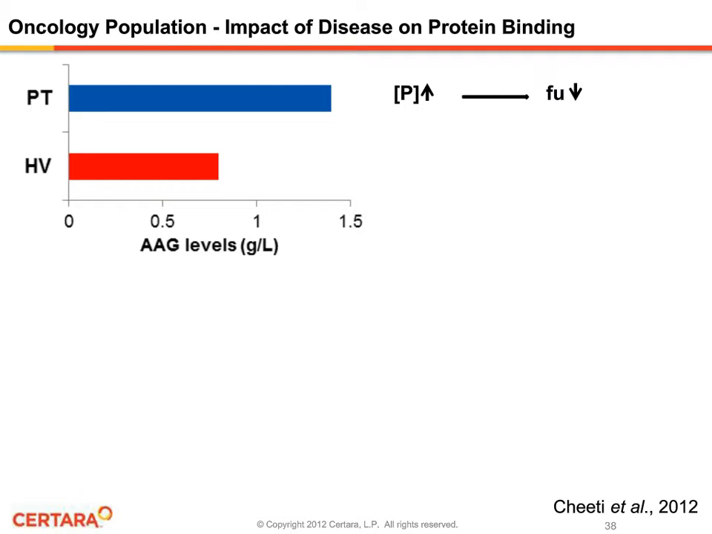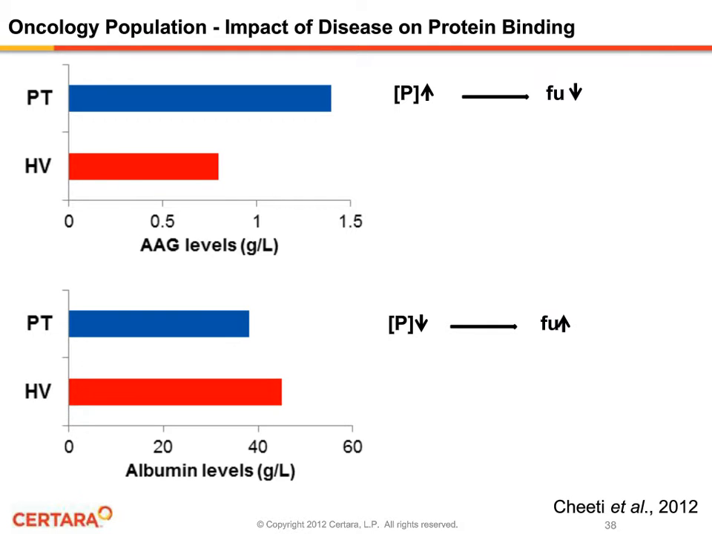We know that for AAG levels, this is healthy volunteer levels, but in a patient population, this is an acute phase protein, and the levels can actually be much, much higher. In fact, I'm saying here about 1.4, but I have seen levels up to about 3. Therefore, this can have a significant impact. If your drug is bound more to AAG than it is to albumin, then because of the increasing protein levels in patients, you can get a reduction in the protein binding.